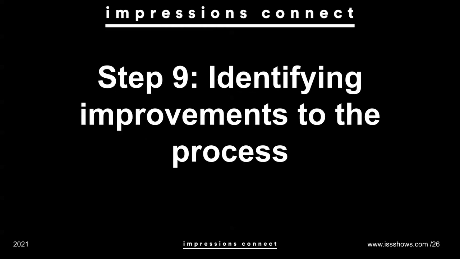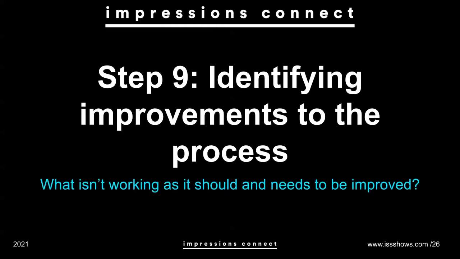Step 9 is identifying improvements. So what isn't working as it should and needs to improve? Maybe the problem is that you don't have good training in your quoting process because people missed some of these answers. So you need to have better training. That's not working as it should. So when should the training happen? And are you allowed to quote if you don't have the training? That type of stuff.